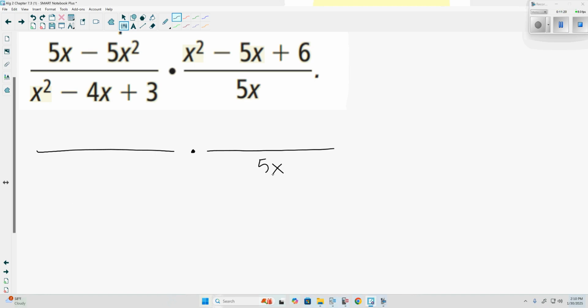Five x is a single term. It's not going to factor, so we can go on and put it down. 5x minus 5x squared. What's the greatest common factor between 5x and 5x squared? 5x.